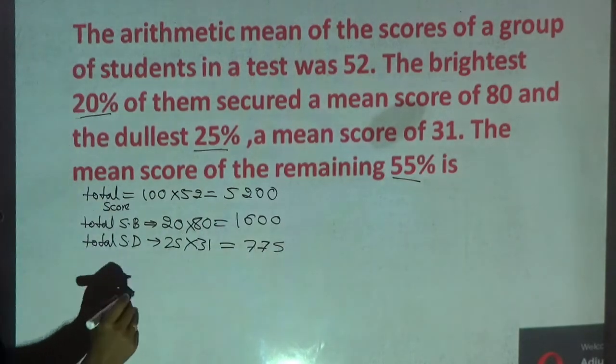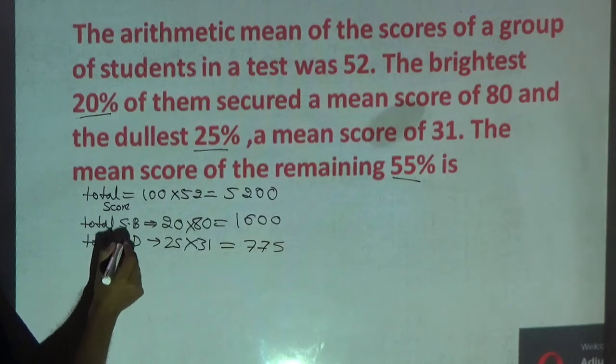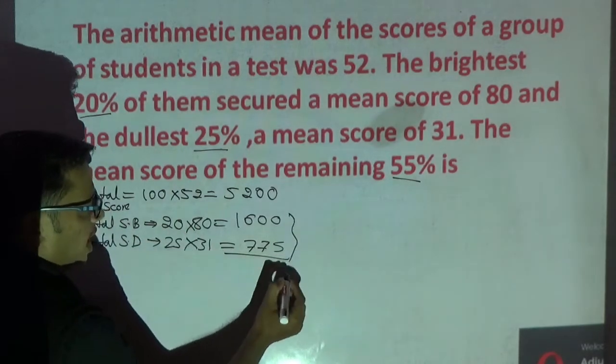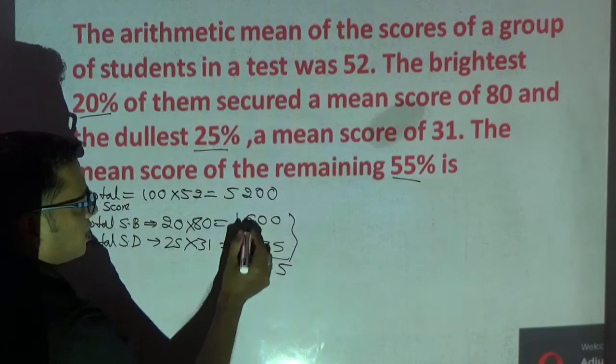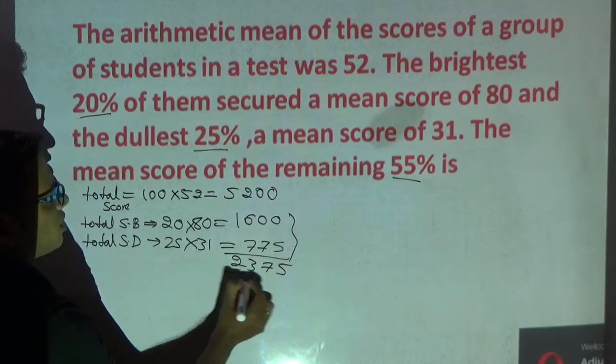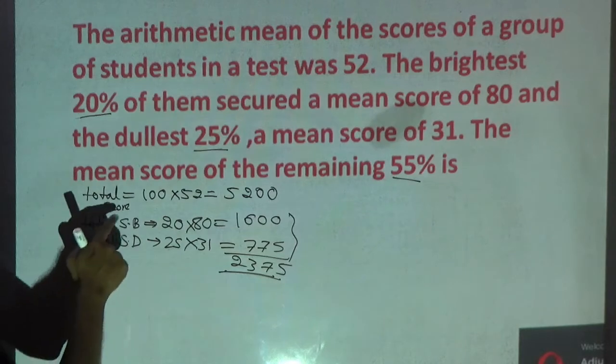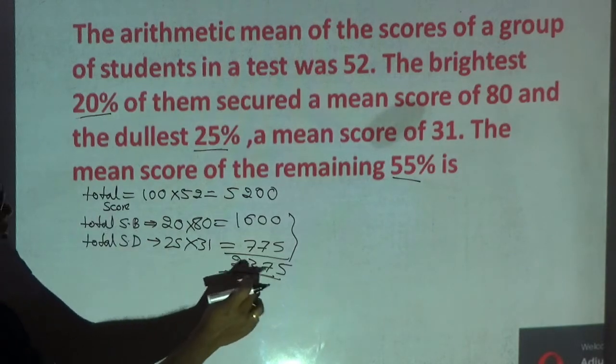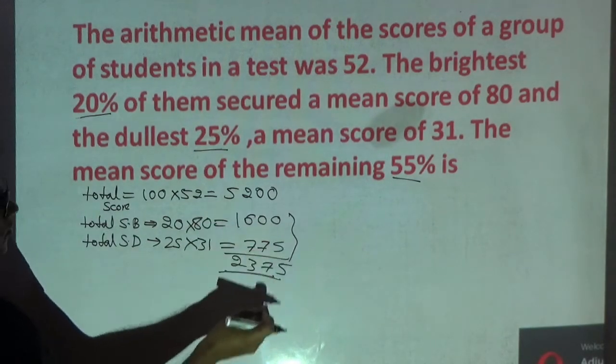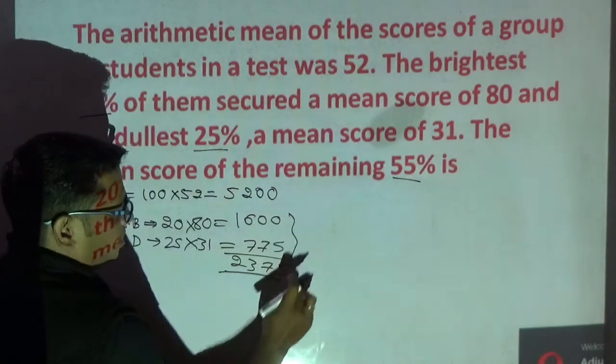Okay. Now what is the score scored by bright and dull students together? These two you add. This is 5, this is 7, this is 13, this is 2. Therefore, the bright and dull students together scored 2375. Then the remaining 55%, how much will they score? This minus this.